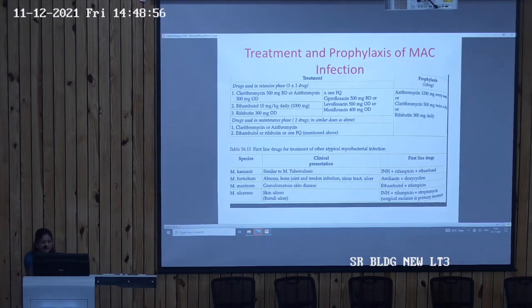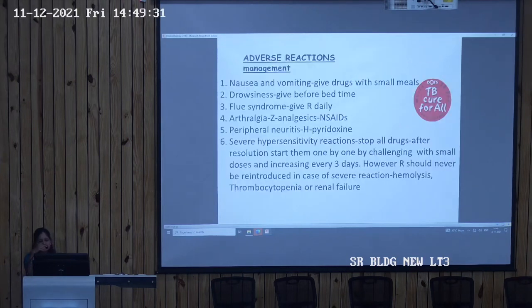Then prophylaxis: you can choose any of the drugs, azithromycin, clarithromycin or rifabutin. What are the 3 main drugs in this intensive phase? Clarithromycin, ethambutol and rifabutin. And the 2 drugs in the maintenance phase? Clarithromycin and ethambutol. So these regimes are important. This can be asked. Whenever you're giving these drugs, you have to manage the adverse drug reactions.